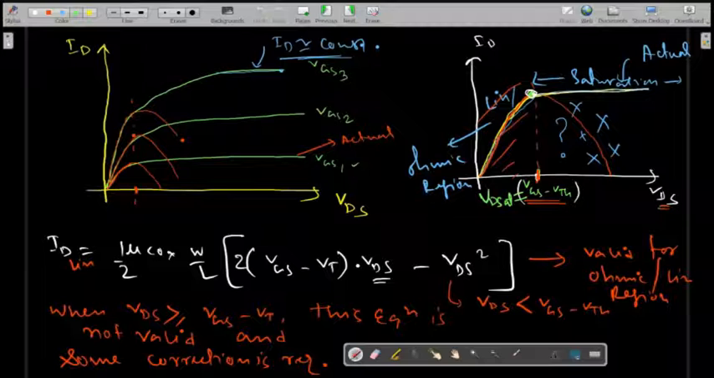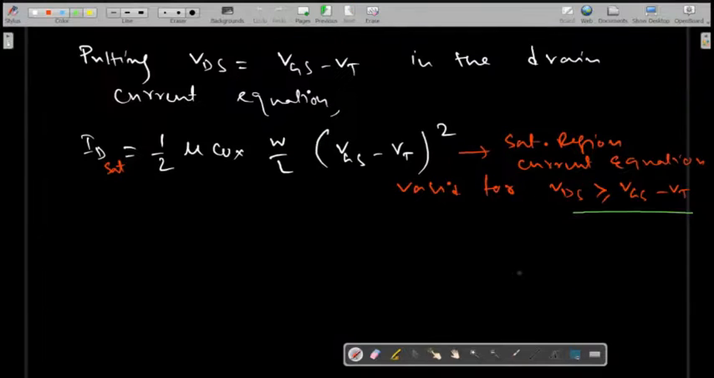So to calculate the current for a MOS transistor, the first thing is you have to check in which region the MOS operates, whether the MOSFET is in ohmic region or in saturation region. How to check? By checking this condition. If VDS is less than VGS minus VTH, then the MOSFET is in linear region, and you have to apply this equation. If VDS is greater than or equal to VGS minus VTH, then the MOSFET is in saturation region and we have to apply this equation. Is it clear?